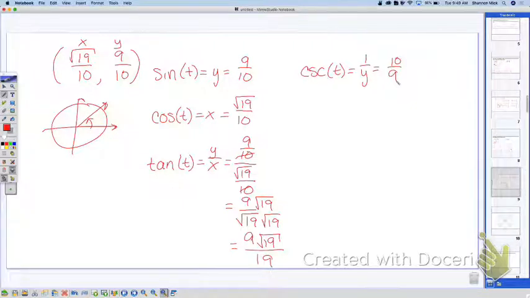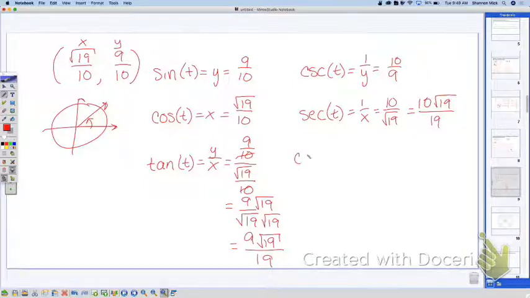Okay, and then secant is what? 1 over x. So back to x, I get 10 over the square root of 19, which we can't do. So can we do this in our head this time? Yes. It's going to be 10 square root of 19 over 19. Now, when I made you start doing that earlier in the year, you never thought you could do that in your head, did you? See, you grew this much.